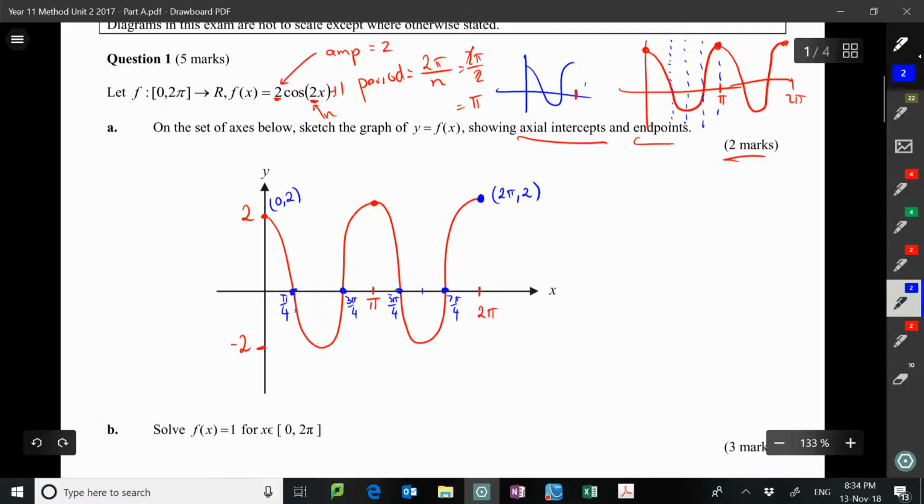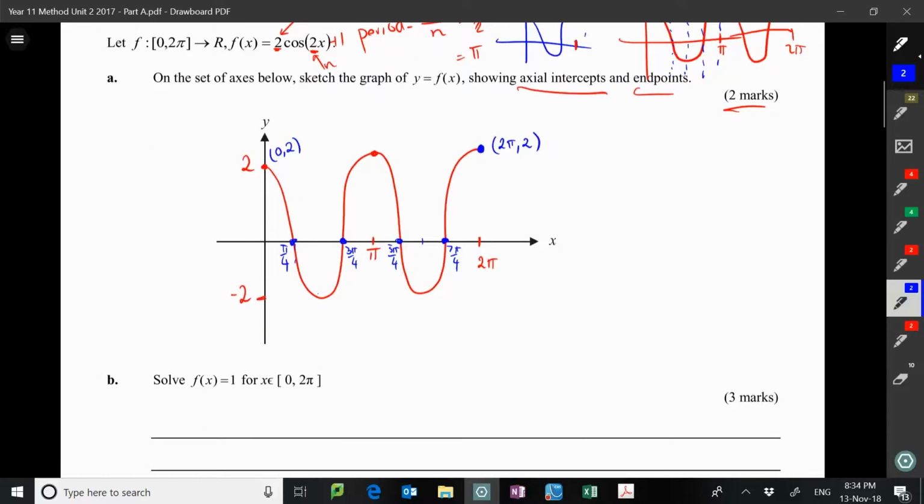For 2 marks, it should take you about 3 minutes, but surely we could have done that very quickly. Okay, so there we go. That's my 2 marks there. And then let's have a look at what's my next part.